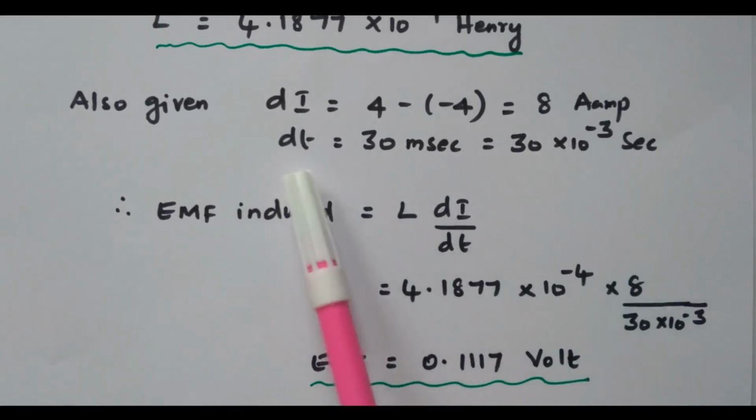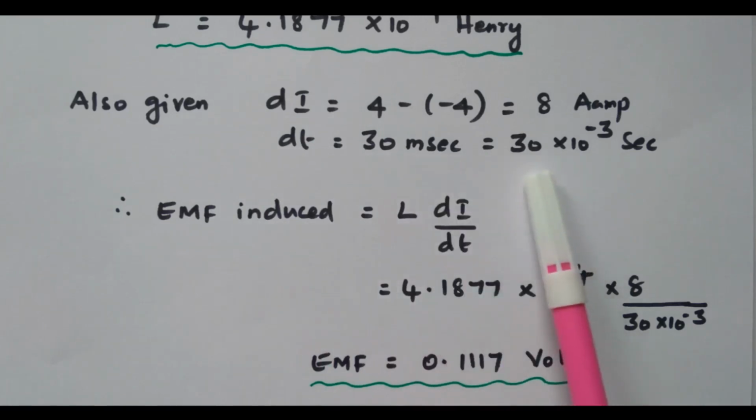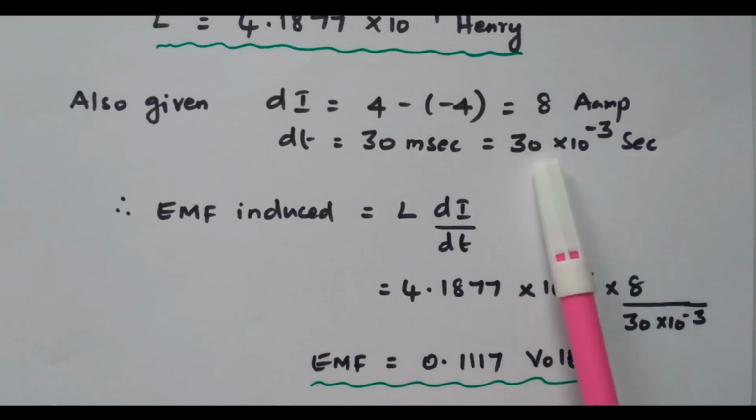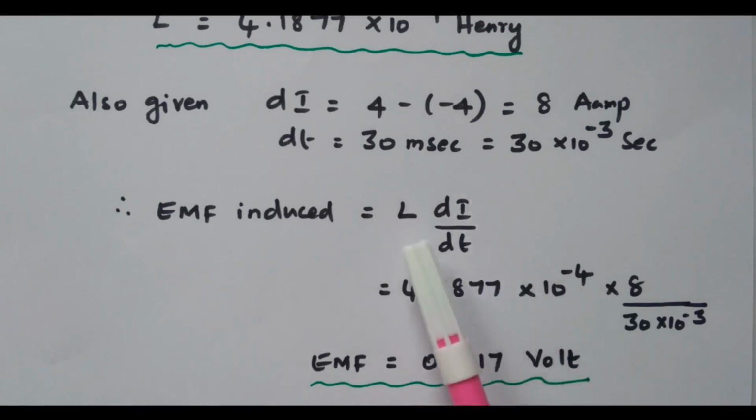The time is given as 30 milliseconds. So 30 into 10 to the power minus 3, milli means 10 to the power minus 3 seconds. So now we can substitute this value. EMF induced is nothing but L di by dt. We know the value of L, di and dt, so we can use this formula. So L calculated as 4.1877 into 10 to the power minus 4, into the current 8 ampere, the time is 30 into 10 to the power minus 3. By simplifying, what we got, 0.1117 voltage. The EMF induced is 0.117 voltage.